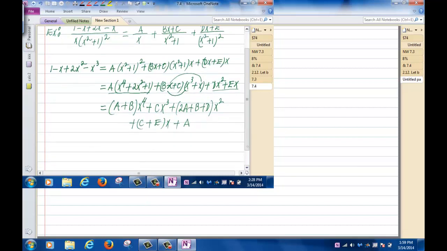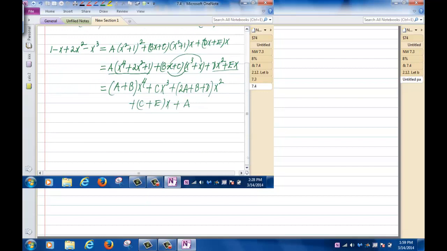Very good. Okay, so now let's set up the equations. I have the far left side, which is a polynomial here, and I have this guy here. Both polynomials are equal, so the coefficient of x to the 4 on the right should be the same as the coefficient of x to the 4 on the left, and so on. So what should be a?